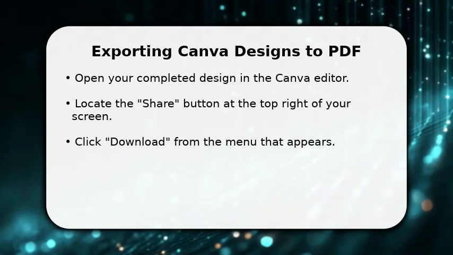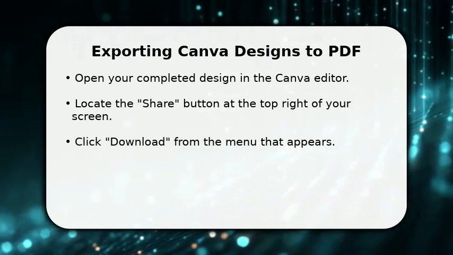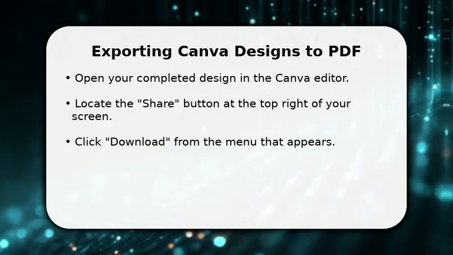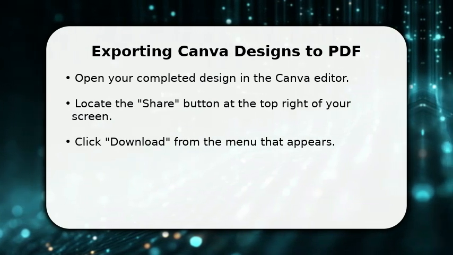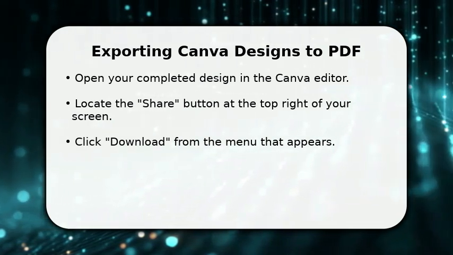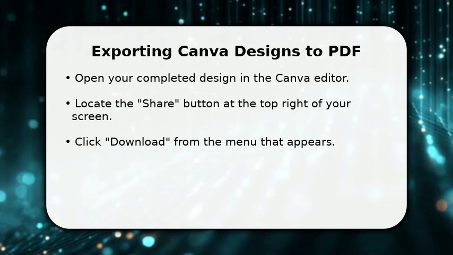In this video, I will explain how to make a Canva file into a PDF. First, open your finished design within the Canva editor. Look for the prominent Share button, usually found in the top right corner of your workspace.